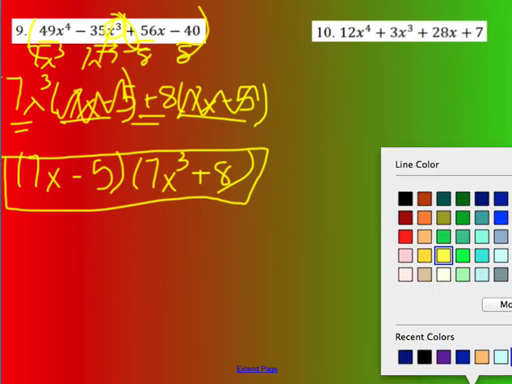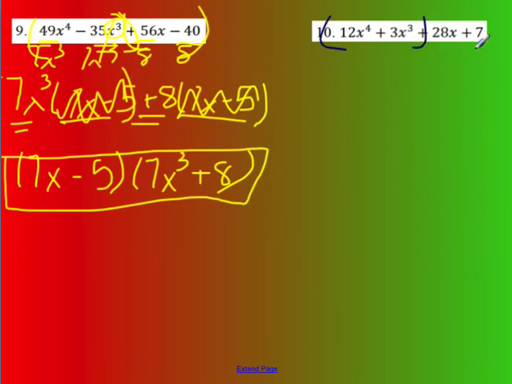Yay, last problem. So let's take a look at number 10. So we're going to factor this by grouping. Taking a look at my first group, between 12 and 3, I can take out a 3. X to the 4th and x cubed. The smallest number of x's is x cubed. So now I'm dividing everything by 3x cubed. Well, 12 divided by 3 is 4. X to the 4th divided by x cubed is just going to give me x. 3 divided by 3 is 1. X cubed divided by x cubed is 1. So that's just going to leave me with 1.